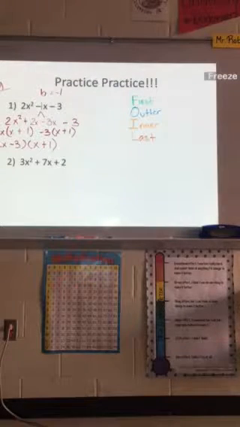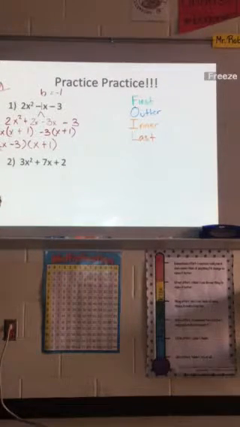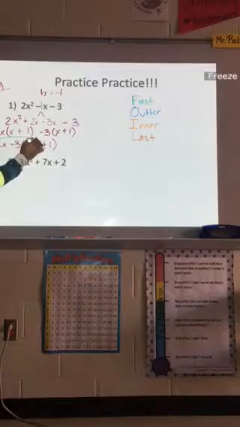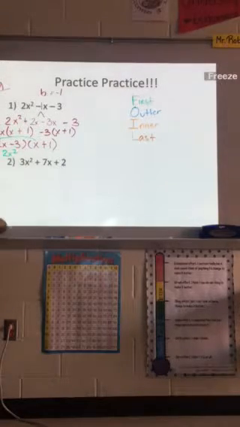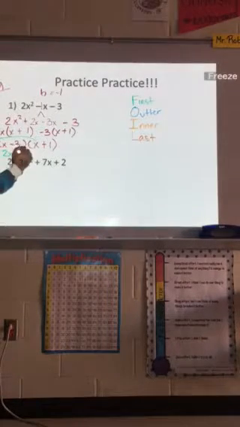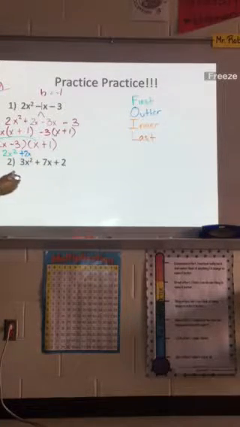So first, outer, inner, and last is what FOIL stands for again. So then you would check your answers and see if it works. First term is what? 2x squared. First term is green, so it's going to be 2x squared. Outer terms are what? 2x and 1, so that's just 2x.